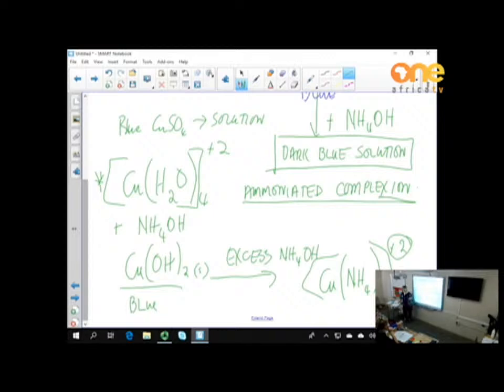Then if you go one step further with the ammonium hydroxide, when we add excess ammonium hydroxide, it's as if the ammonia displaces the hydroxide. And that is why we get a soluble ammoniated complex ion.